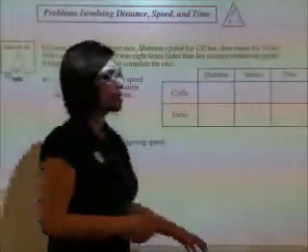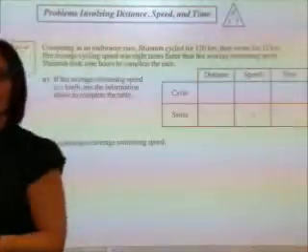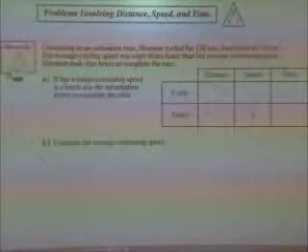So competing in an endurance race, Shannon has to bicycle for 120 kilometers and then swims for 12 kilometers. Her average cycling speed is 8 times faster than her average swimming speed, and Shannon took 9 hours to complete the race. If her average swimming speed is expressed in s kilometers per hour, let's use that information to fill in the rest of the chart.